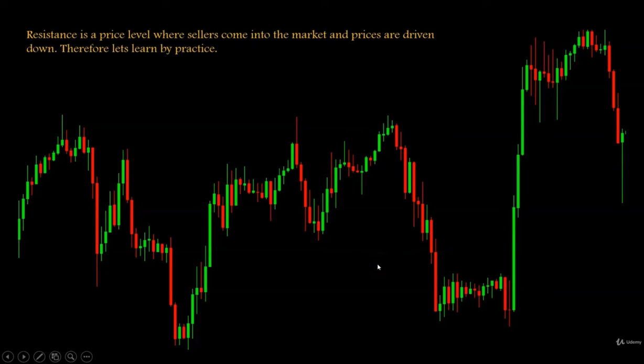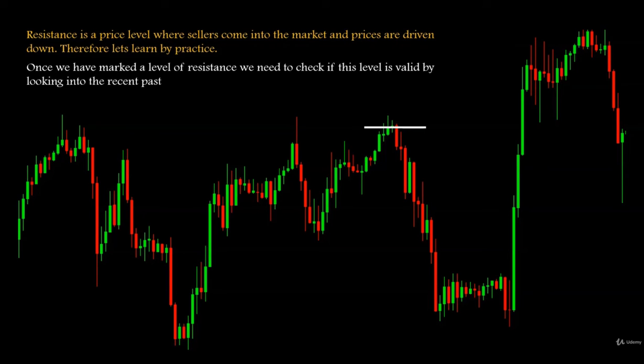So resistance is a level where prices are driven downwards. So let's learn by practice. We're going to draw a small line, and now that our line is there, we need to confirm whether this level is actually valid or not.